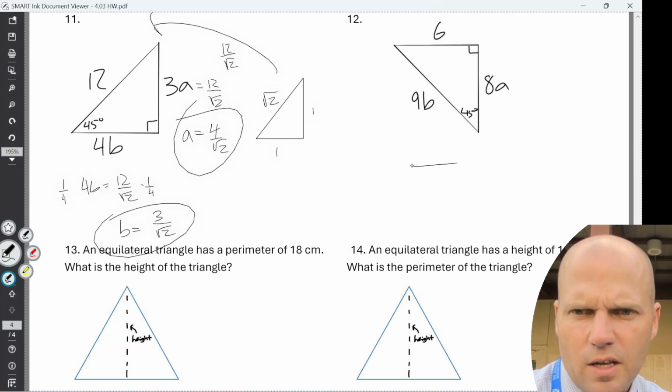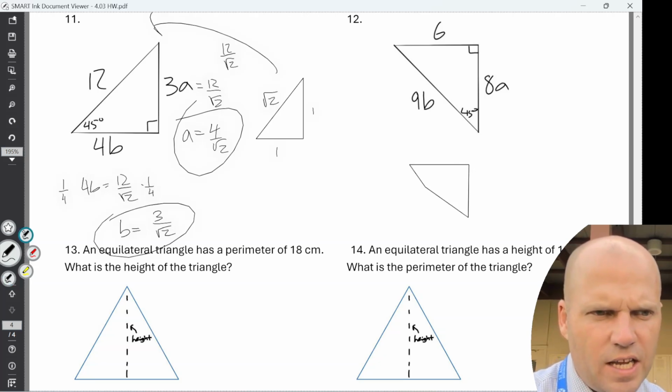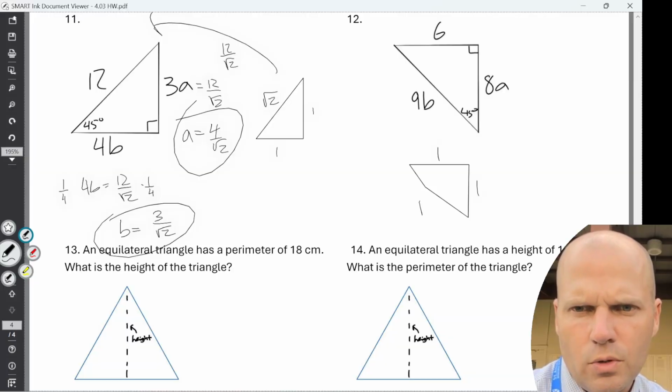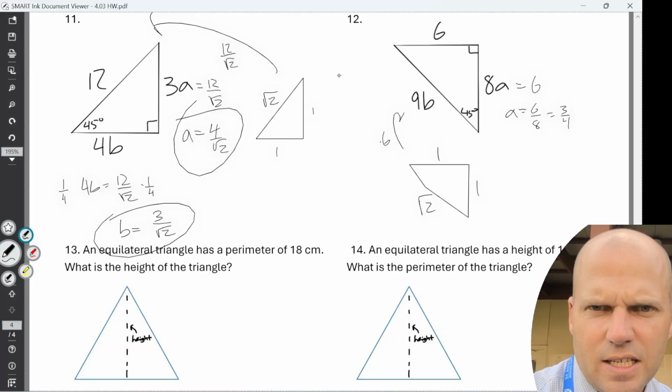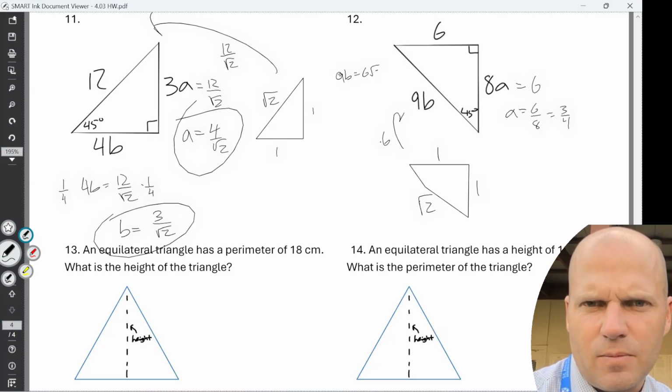Okay, same here. If I have a 45, 45, 90, I could scale my 1, 1, root 2. And I can see the scale factor is 6, which means this has to be 6, which means a is 6 over 8, which is 3/4. And I can see 9b has to equal 6 times root 2. Divide by 9, I get 6 root 2 over 9. Divide the top and bottom by 3, I get 2 root 2 over 3.